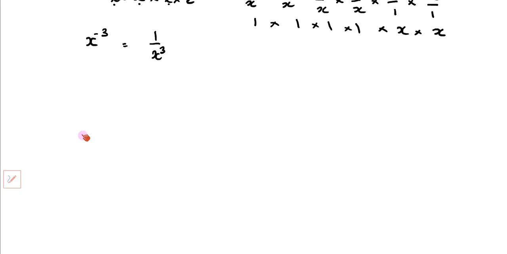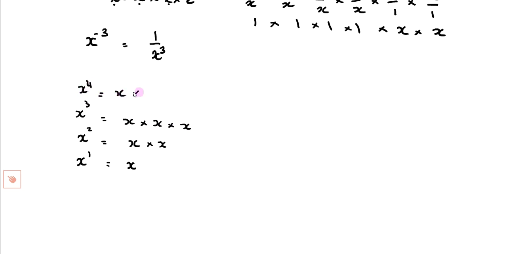Well, I would explain it like this, using our criterion B, pattern spotting. X to the power of 1 is equal to x, x to the power of 2 is equal to x multiplied by x, x to the power of 3 is equal to x multiplied by x multiplied by x. How do I move up?